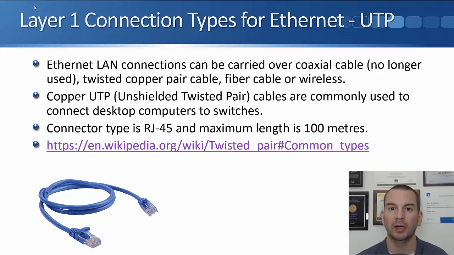Starting off with our copper cables. So we use UTP cables for this, unshielded twisted pair. They are commonly used to connect desktop computers to switches. The connector type is RJ45, and the maximum length of the cable is 100 meters.